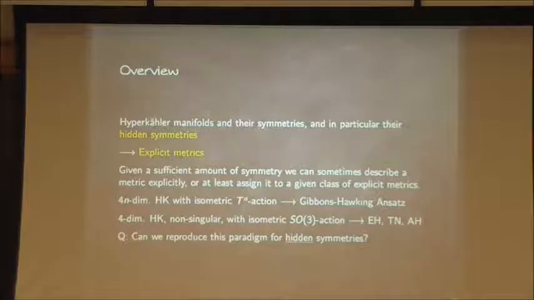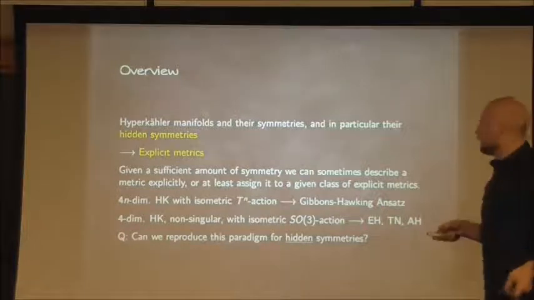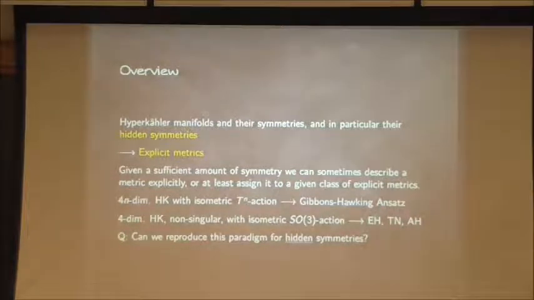And given a sufficient amount, in some fortunate cases, if you have enough symmetries, then you can constrain the metric sufficiently so that you can write it down explicitly, or at least assign it to a given class of explicit metrics. So you can write down an ansatz. And the classic example in the Hyperkähler category is the Gibbons-Hawking ansatz, where if you have a 4n-dimensional Hyperkähler manifold with an isometric toric action of rank equal to the quaternionic dimension of the space, then the metric is given by the Gibbons-Hawking ansatz.